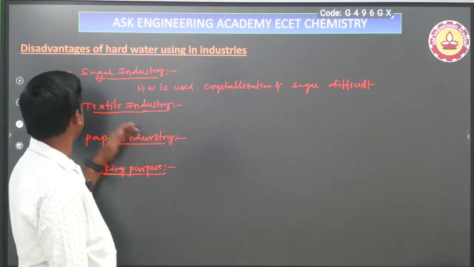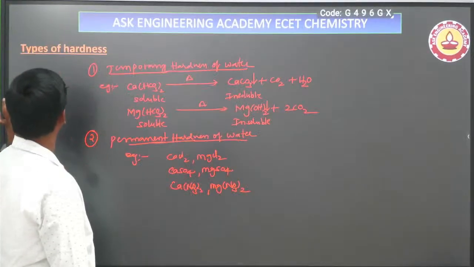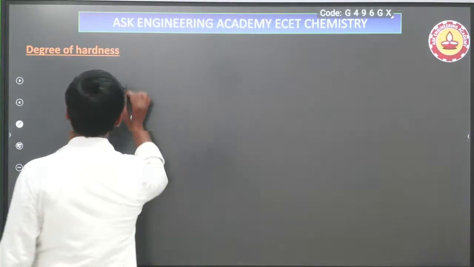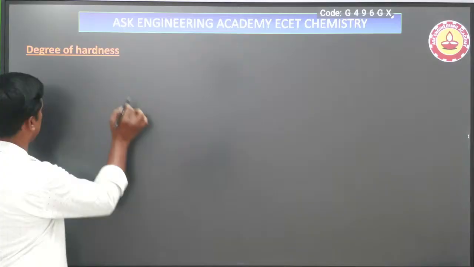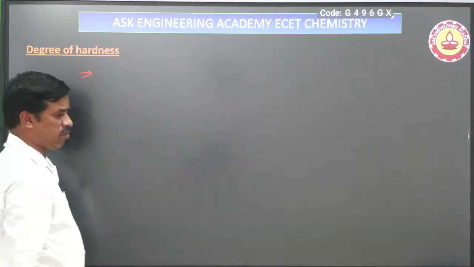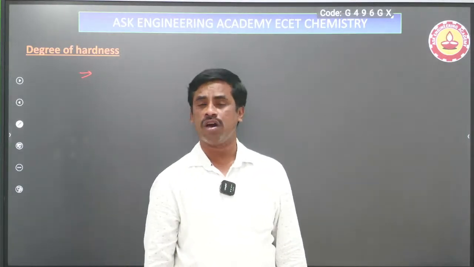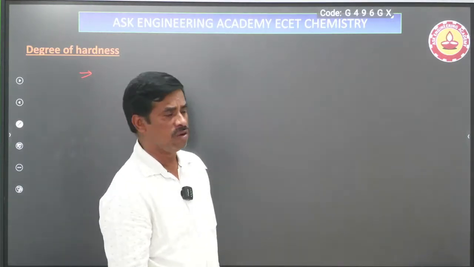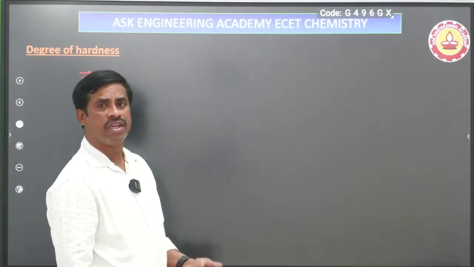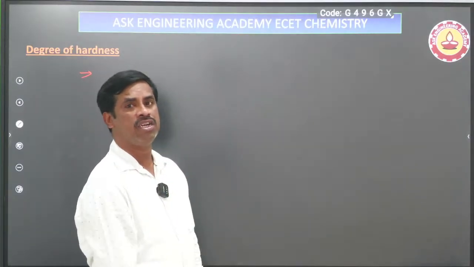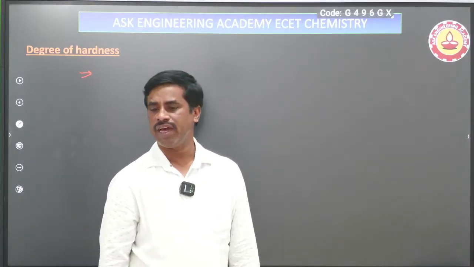Next I am going to continue with the next topic. You can see degree of hardness. Here I am writing: degree of hardness, or hardness of water, is the property of hard water which prevents the formation of lather. This degree of hardness can be expressed in terms of calcium carbonate equivalence.